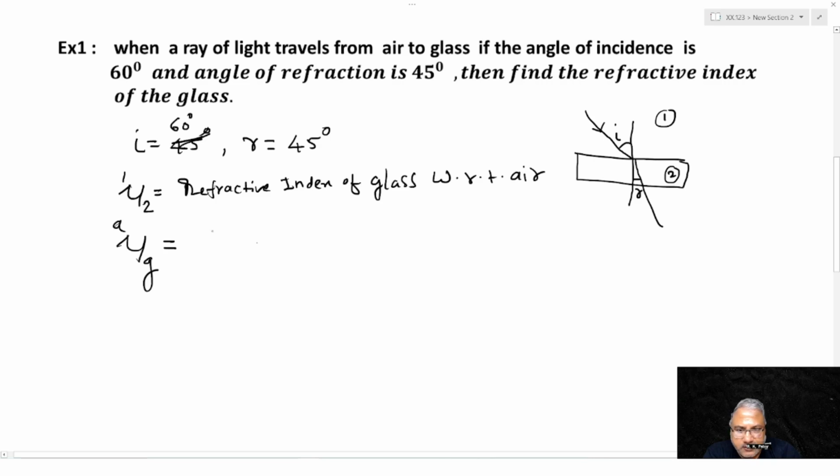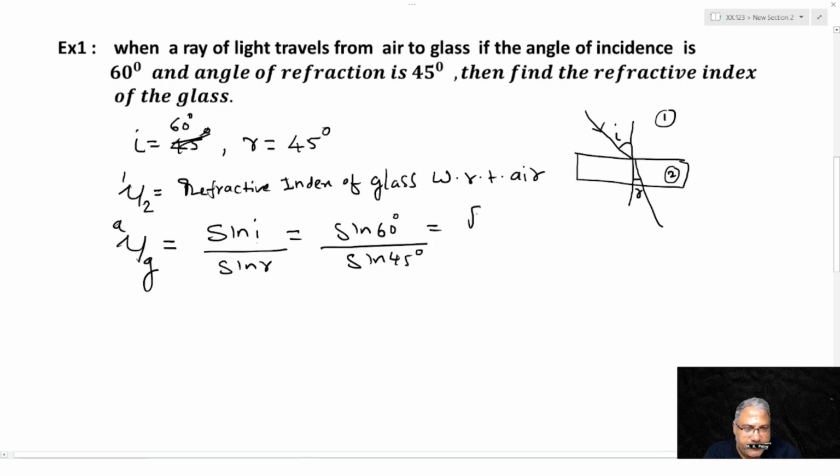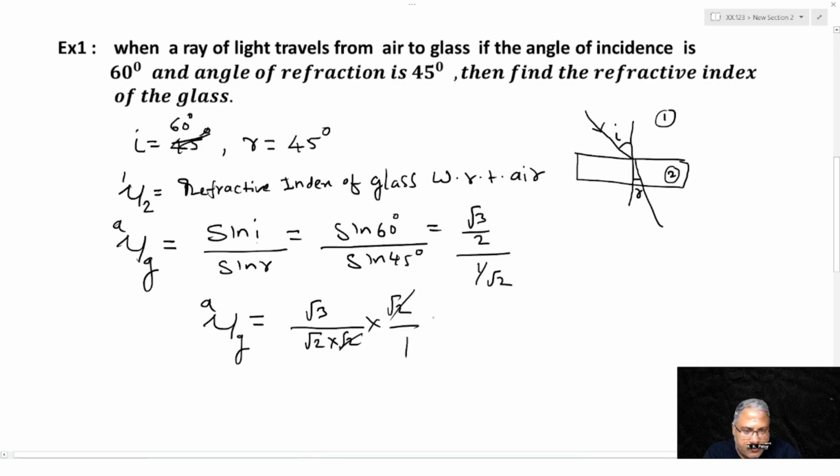Now this is nothing but the formula sin i upon sin r. That is equal to sin 60 degrees upon sin 45 degrees. Sin 60 is root 3 by 2 and sin 45 is 1 upon root 2. Therefore, the refractive index of glass with respect to air equals root 3 by 2, which can be written as root 3 by root 2 into root 2, and this can be written as root 2 upon 1. Root 2 gets cancelled here.